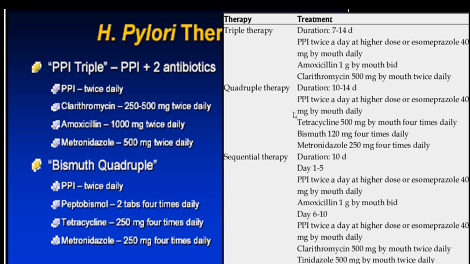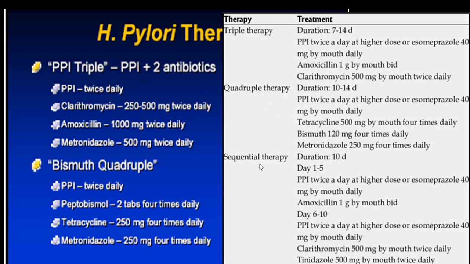In quadruple therapy, the proton pump inhibitor is the same dose. Now amoxicillin is replaced by tetracycline, which is 500 mg 4 times a day. Bismuth is 120 mg 4 times a day, and metronidazole is 250 mg 4 times a day. So you can see that this is 4 times daily, and 500 mg has to be given for 10 to 14 days, by and large for 14 days. Side effects are more with this group of therapy, but for eradication you will have to give for 14 days. So triple therapy is like this, and bismuth quadruple is this.